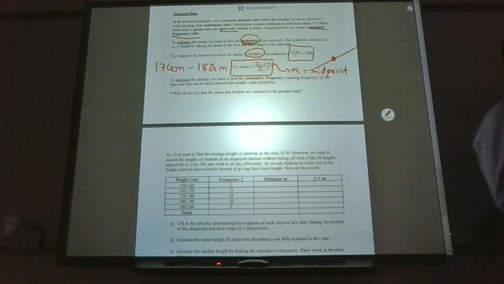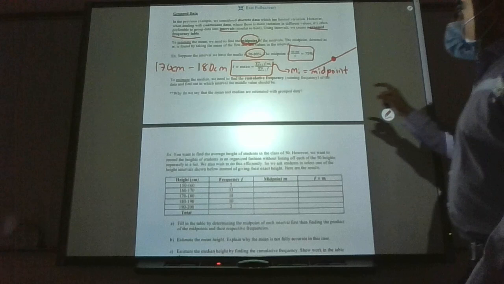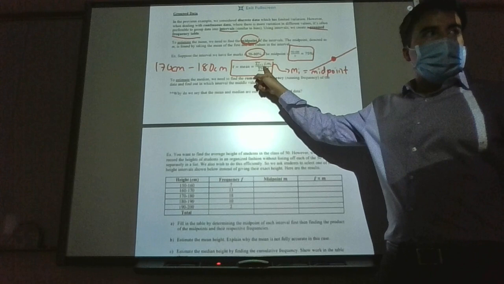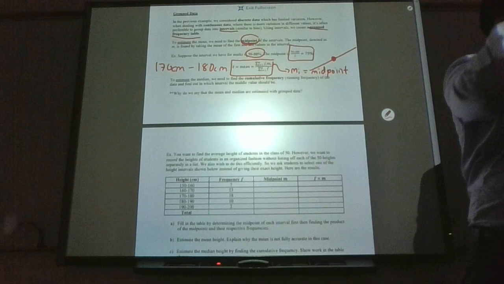Yes, I'll say that again. To find the mean of grouped data, you find the midpoint of each interval. It's similar to the other one, except that the other one didn't have a midpoint. Now we take the midpoint, then we multiply by its frequency. We do that for every single interval, add them all up, just like before, and then divide by the total frequency. So it's actually a really similar formula to the other one.